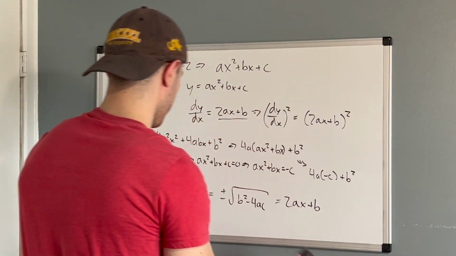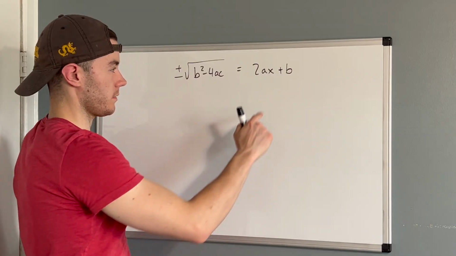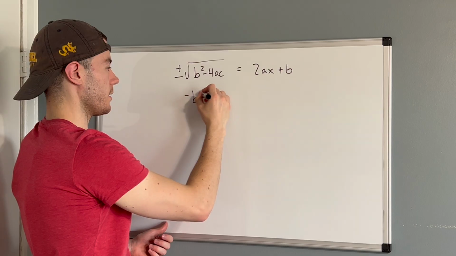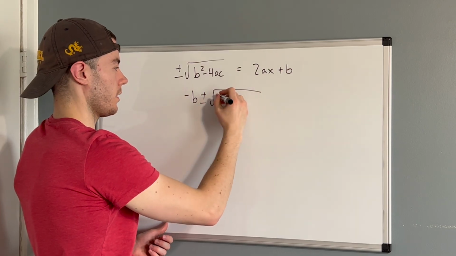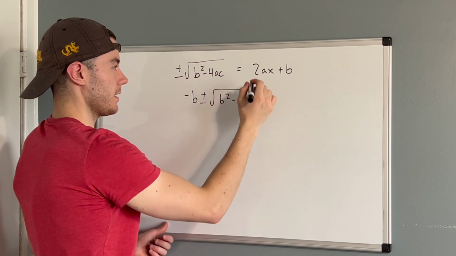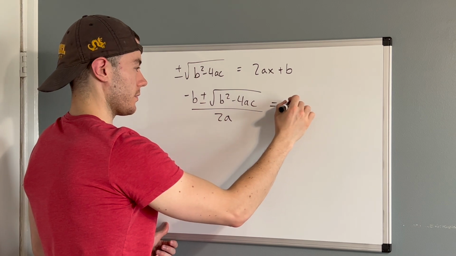Let me do some erasing real quick. Two expressions for the derivative set equal to each other. Solve for x: x equals minus b plus or minus the square root of b squared minus 4ac, all divided by 2a.